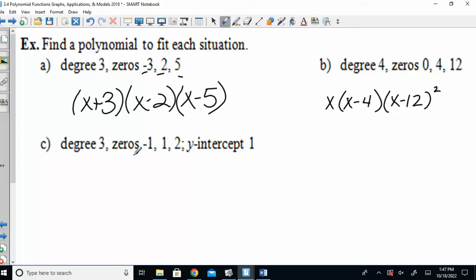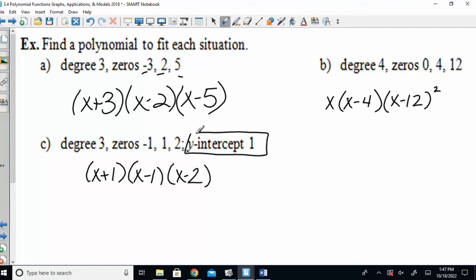All right, this one, degree of 3, so we need 3 zeros. Do we have all 3? Yep. Okay, if negative 1 is a 0, then we have to have, if 1 is a 0, okay, if 2 is a 0, all right, then I gave you this.